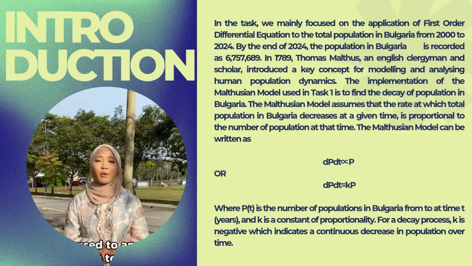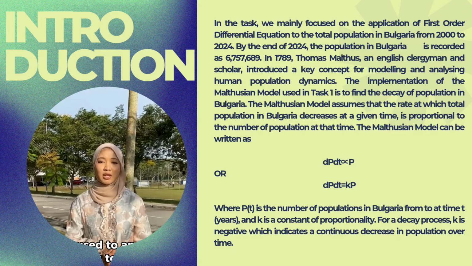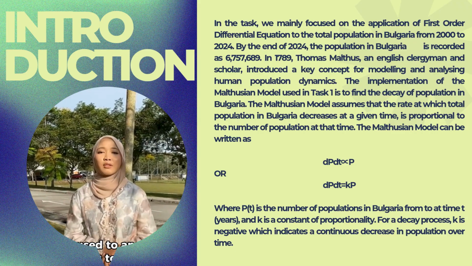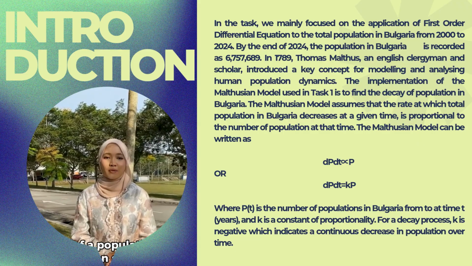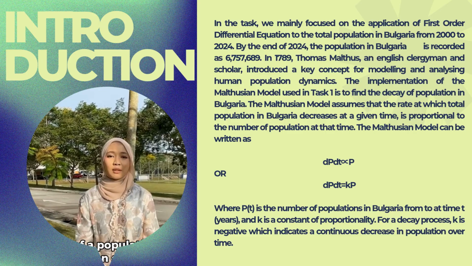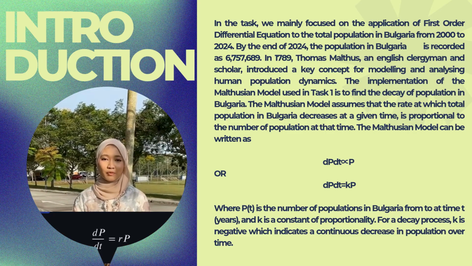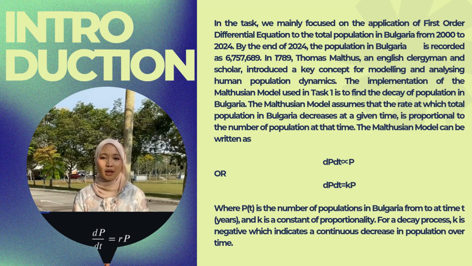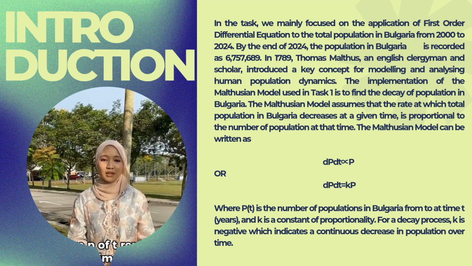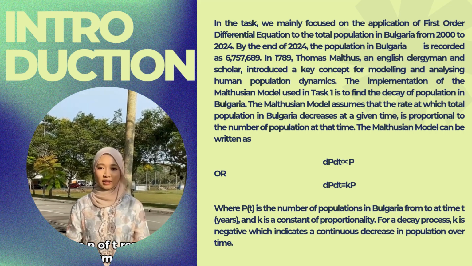This model is widely used to analyze human population dynamics. According to the Malthusian model, the rate of change of a population is proportional to the population size at that time. This relationship can be written as dP/dt = kP, where P(t) represents the population at time t and k is a constant.